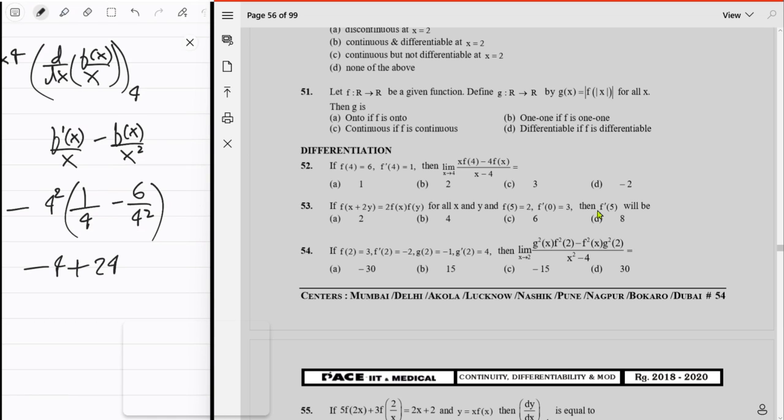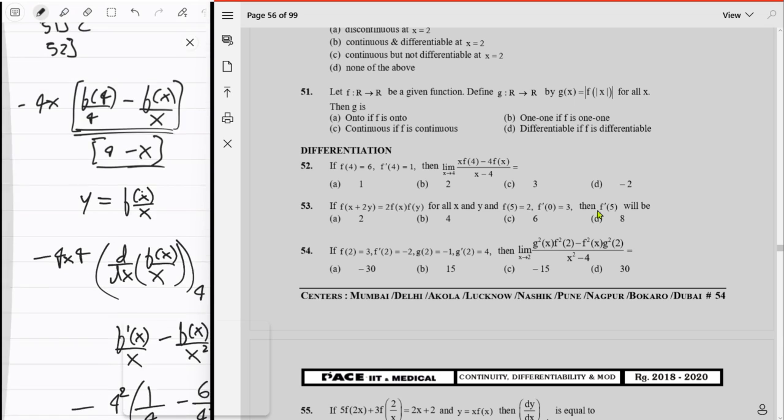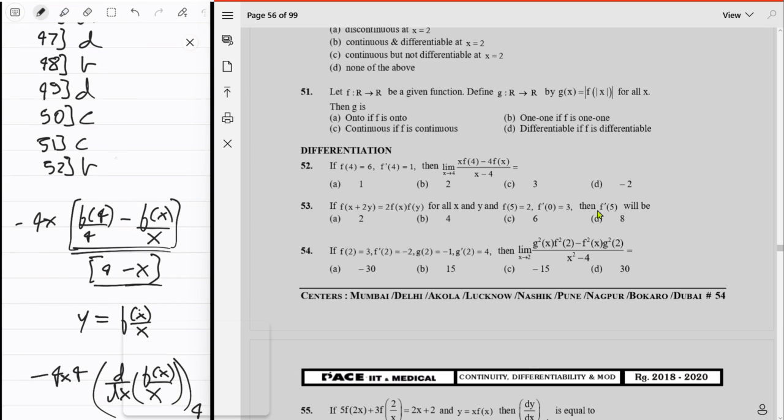Oh, sorry, it's okay, that's where I went wrong. This is negative 4, right? Plus just 6, just 6. So this is 2. Yeah. So the answer is B. Next question.